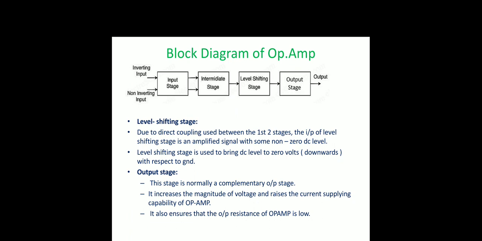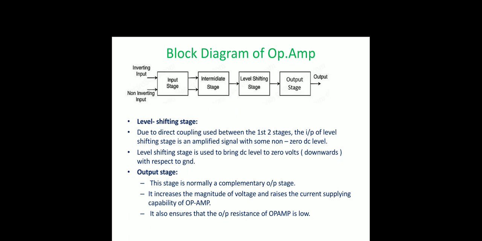Again, come to the level shifting stage. Due to direct coupling between first and second stages, the DC voltage at the output of intermediate stage is above the ground potential. Therefore, generally, level shifting circuit is used to shift DC level at output of intermediate stage downward to 0 volt with respect to ground.